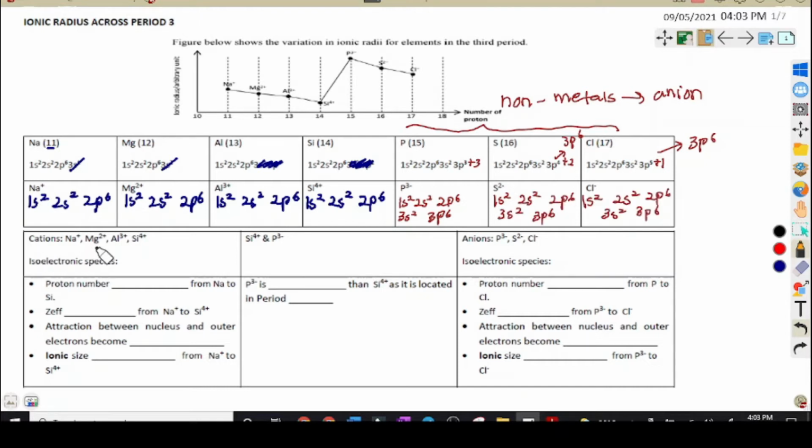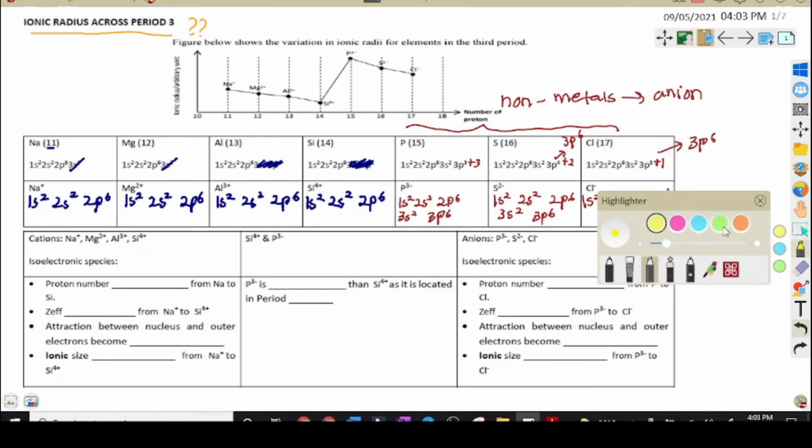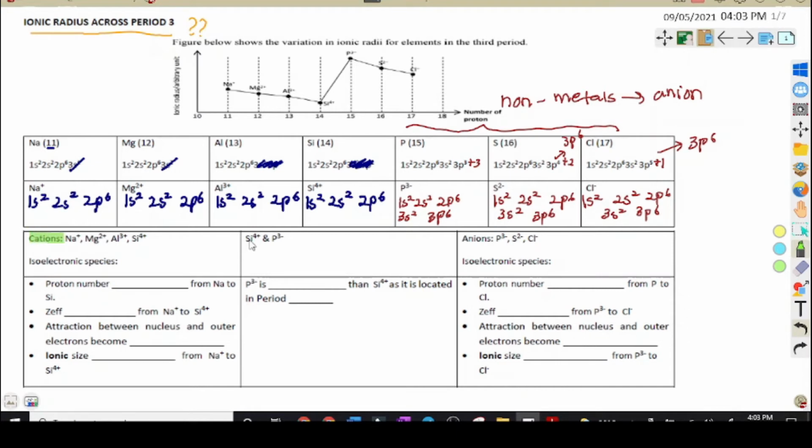So the question usually asks us, how does the ionic radius change across period 3? So you have to divide them into 3 points. Okay. So first we're going to compare between the cations, and then the difference in shell between silicon 4+ and phosphorus 3-, and the anions. For the cations, which is from sodium Na+ to Si4+, you need to mention that they are all isoelectronic species with an electron configuration of 1s2, 2s2, 2p6.